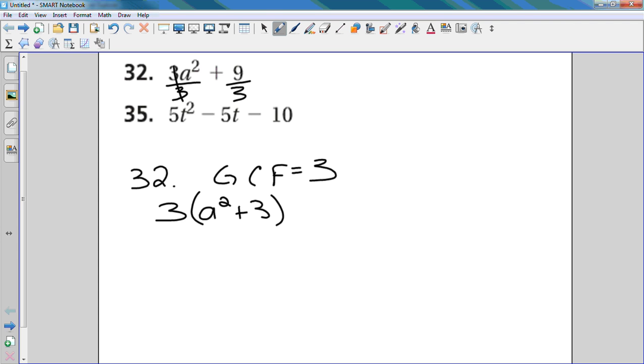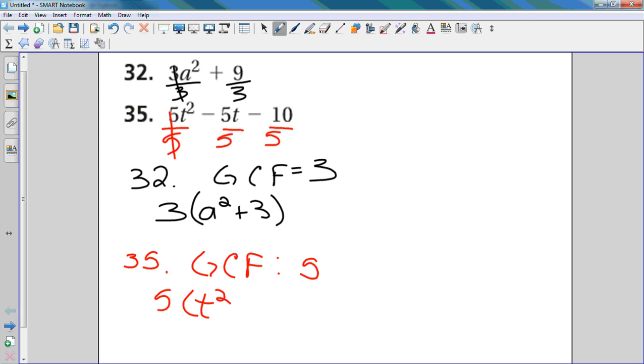If you remember from Friday, some of them are irreducible. This is one. I think this is actually the one example I did in your homework or in your notes. Number 35. 5t squared minus 5t plus 10. What's the greatest common factor? 5. So divide each part by 5, and what are you left with?